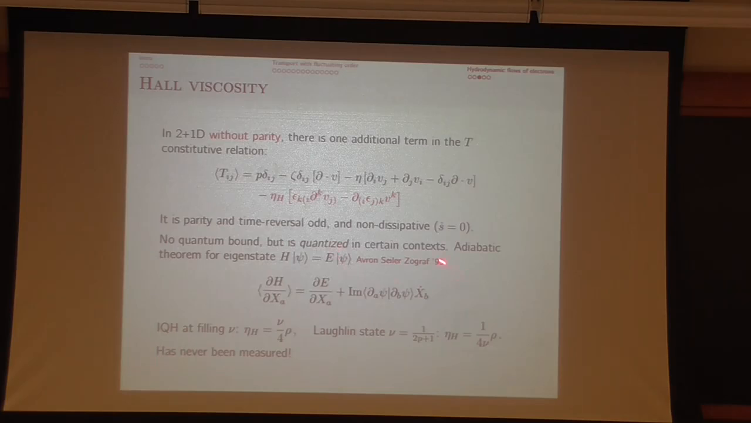And so I think this was first derived by these people for quantum Hall states. So you can use the adiabatic theorem to compute the Hall viscosity in a quantum Hall state. The basic idea is that let's imagine we're in the ground state of the system, and that my Hamiltonian depends on some external parameters. So this is what the adiabatic theorem tells me, that this object here is equal to how the energy varies in terms of the parameters plus this Berry phase term.